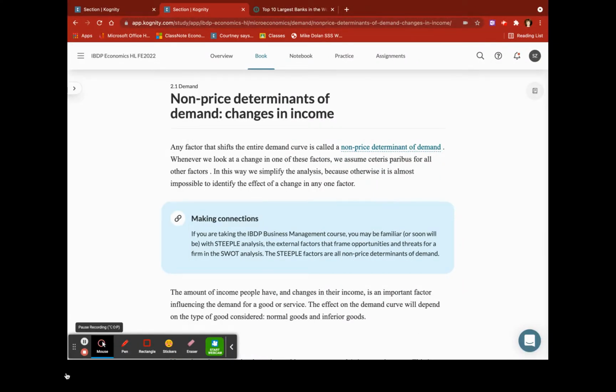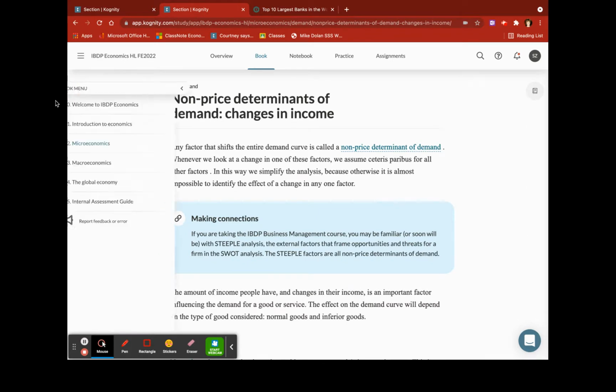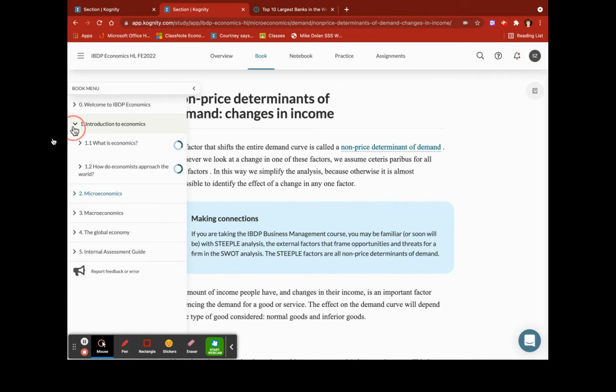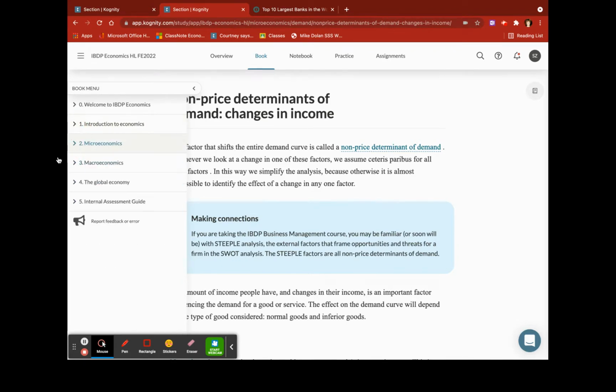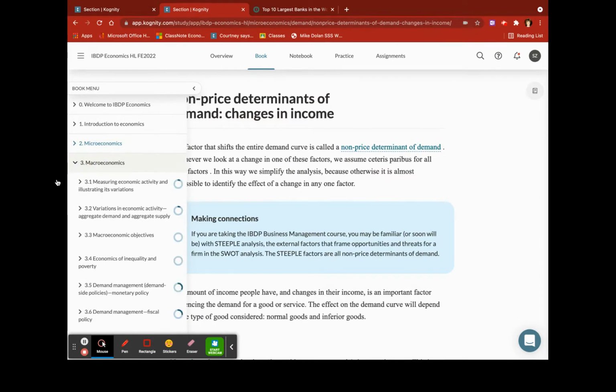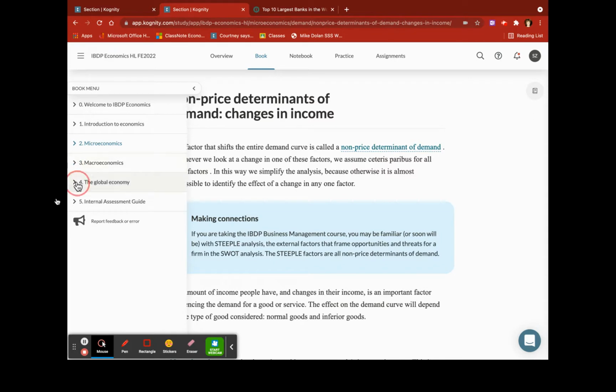All right. We are now getting started with demand. So, this is the beginning of microeconomics. We just finished Introduction to Economics, and now we're starting microeconomics. After Christmas, we'll do macroeconomics, and then next year, we'll be doing the global economy. So let's get started with microeconomics.